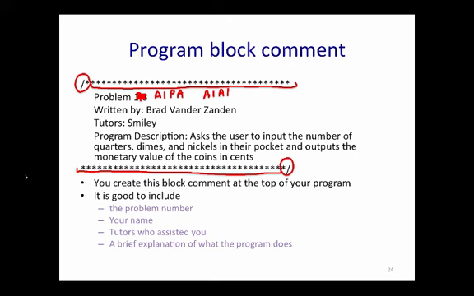And finally, just a very short comment that describes the program. So here we're saying ask the user to input the number of quarters, dimes, and nickels in their pocket, and outputs the monetary value of the coins and cents. So we don't want a long-winded novel here. We want a short, pithy description of what the program does.